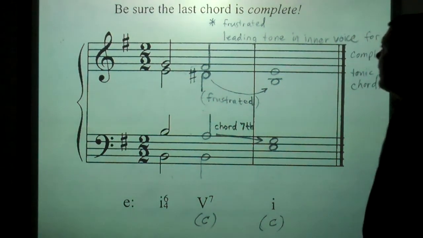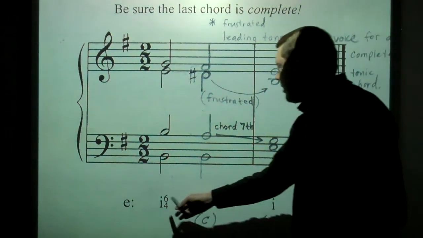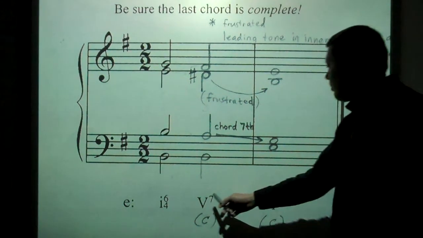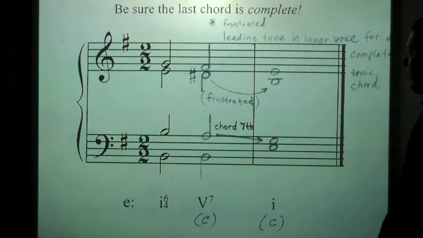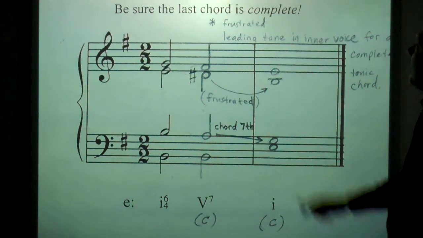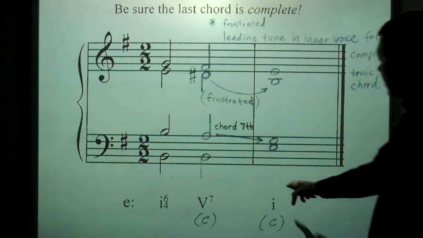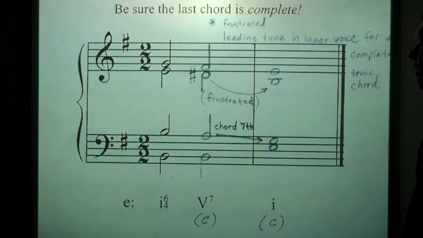And basically I had asked you to part write the 1/6/4 to a 5/7, and then part write the 5/7 chord to a root position 1. And the instructions told you to make sure that your final tonic chord is complete. That is, it has a root, a third, and a fifth. None of the members of that chord are missing.